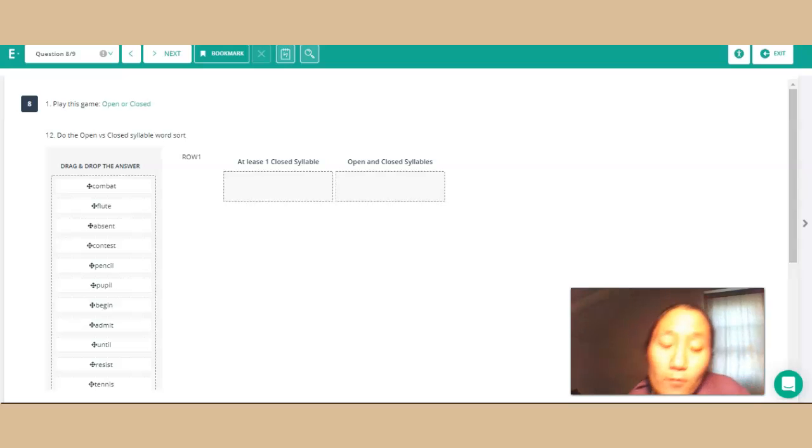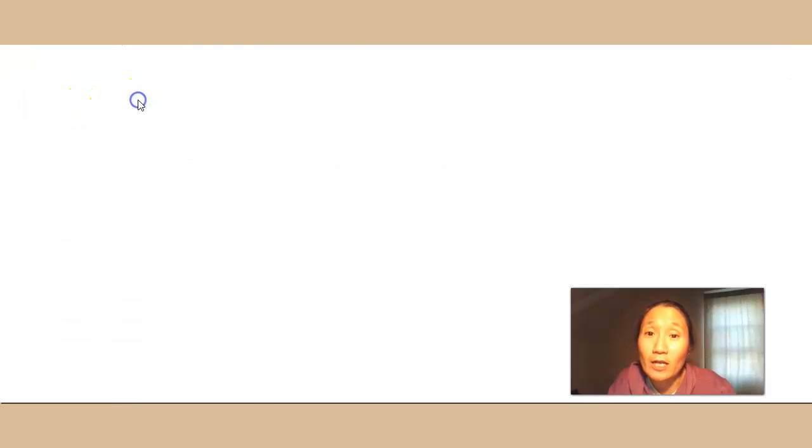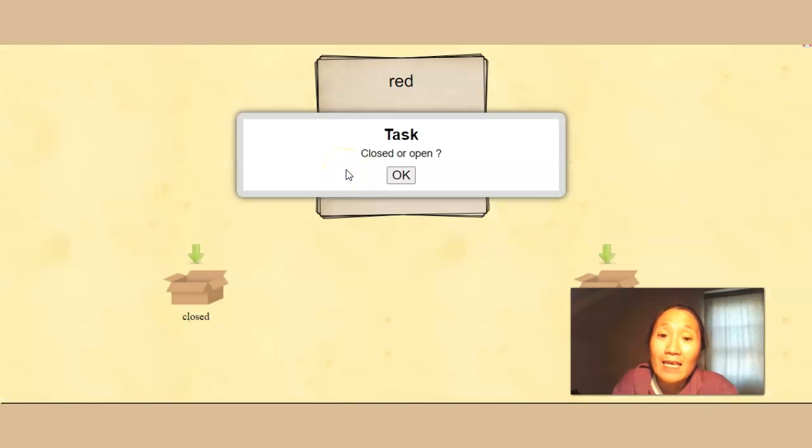We're going to look at this game. You're going to play a couple of different games, and they're both sorts, and they're a little bit different. This is getting you to recognize how many syllables there are and whether they're open or closed syllables. If you look at this, it says play this game, open or closed. So you're going to click on it, and it's going to launch you into a whole new little game, and it says task. Your task is to play open or closed.